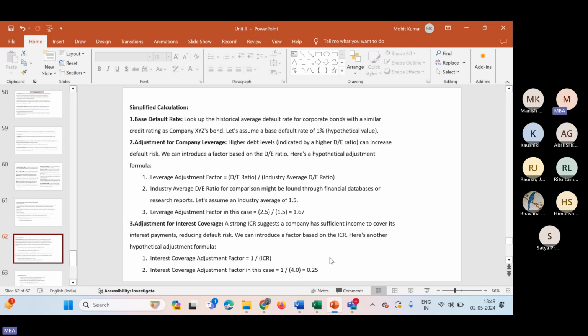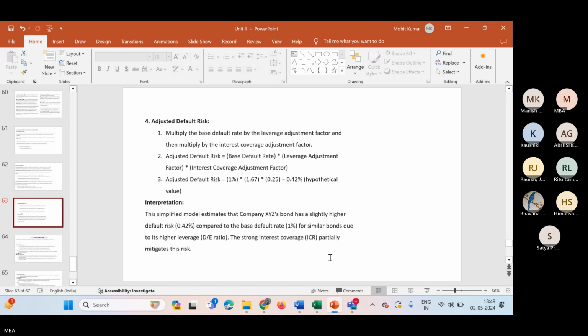Then you have to adjust, but you should take the interest coverage ratio into account also. A strong interest coverage ratio suggests a company has sufficient income to cover its interest payments, as I said, so it reduces the default risk. Again, we can introduce a factor based on this interest coverage ratio. How will we do it? There's a formula: 1 divided by the interest coverage ratio. So 1 divided by your interest coverage ratio of 4 gives 0.25, which is the second factor for your interest coverage.